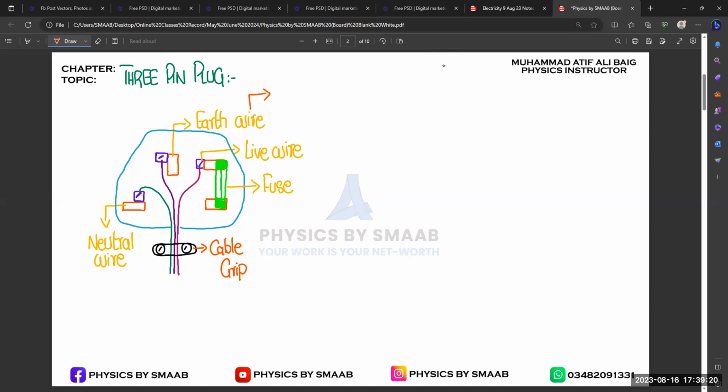So basically, the working of the earth wire is that it is only used for additional safety, right? In simple words. Yes. So that's why it's not there in the normal one.